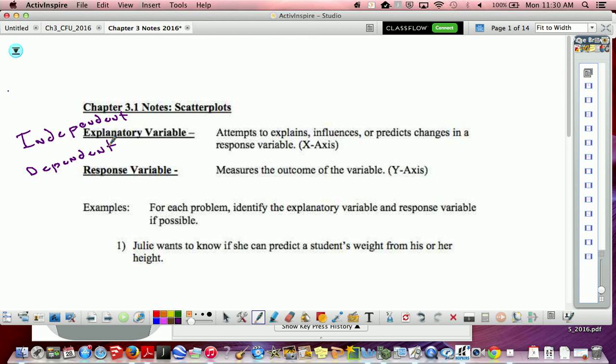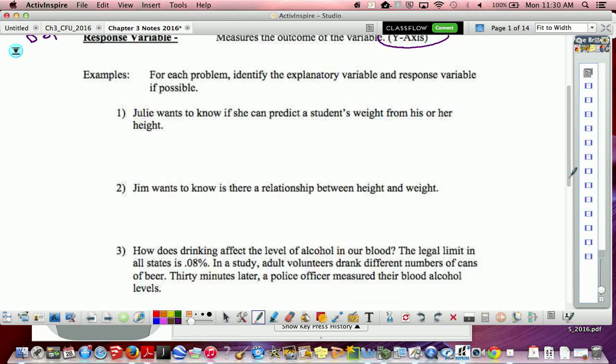We call it the explanatory variable because it's explaining what's going on to the response variable, or what we're getting as a result. Your explanatory variable is on your x-axis, your response variable is on your y-axis. We do not interchange those. One of the things you should be able to do, given any type of problem, is identify which is the independent or explanatory variable and which one is the response variable, if it has one. For instance, we've got 3 examples right here.